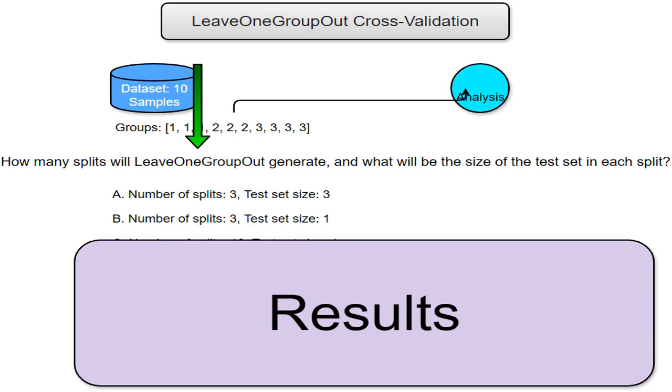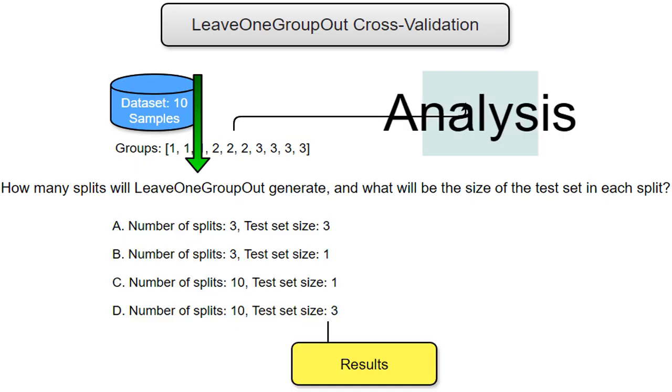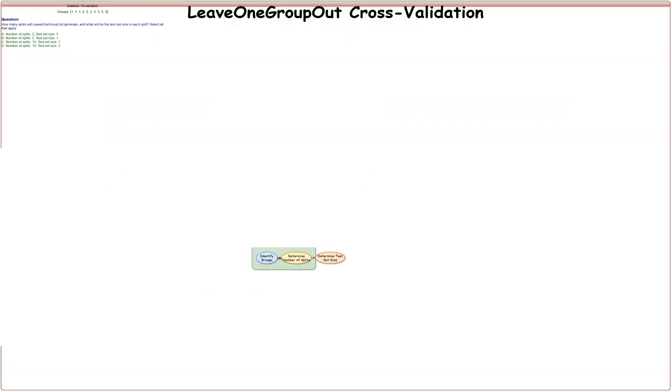I will analyze the options and determine which one correctly describes the behavior of LeaveOneGroupOut based on the given group structure. LeaveOneGroupOut is a cross-validation technique in scikit-learn. It's a way to split data for training and testing a model, ensuring each part of my dataset gets a turn as the test set. The key here is that it does this based on predefined groups of data points.